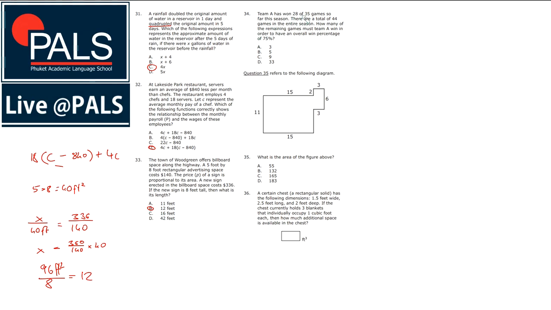Team A has won 28 of 35 games so far this season. There are a total of 44 games in the entire season. How many of the remaining games must Team A win in order to have an overall win percentage of 75? 44 times 0.75 will give us 75% of the total games. And that is 33.